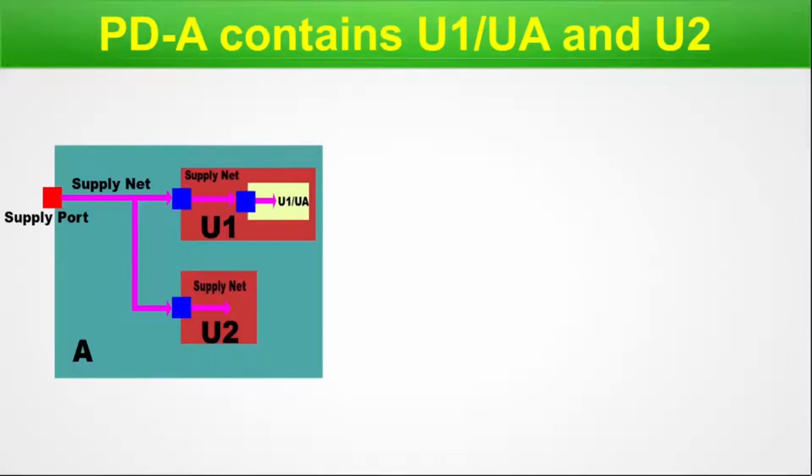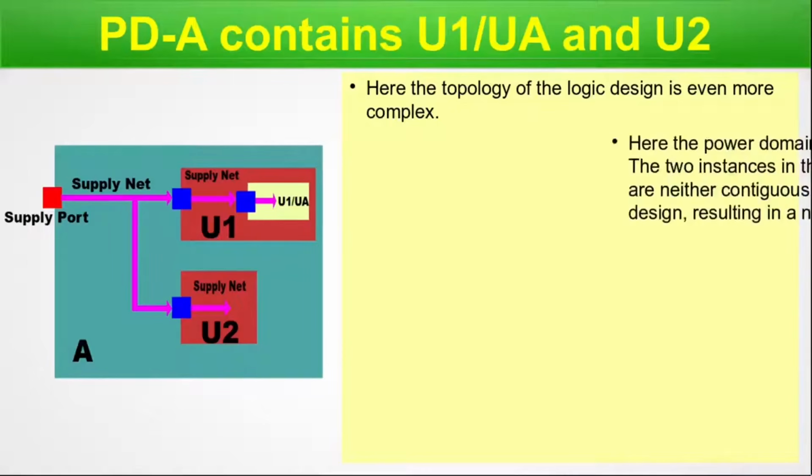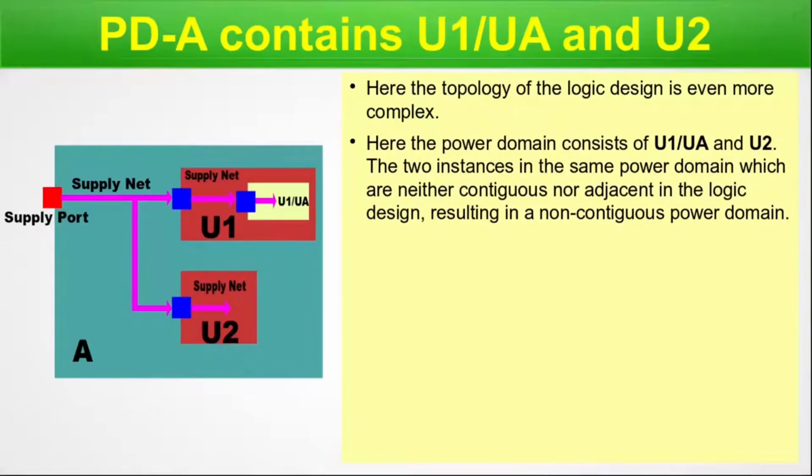Okay. So let's bring up the text now. Here the topology of the logic design is even more complex than before. Here the power domain consists of U1/UA and U2. The two instances in the same power domain are neither contiguous nor adjacent in the logic design, resulting in a non-contiguous power domain. So this is terminology. Contiguous is a terminology. I have explained what it means. And now this kind of topology in a power domain is called a non-contiguous power domain. These are new concepts, so you have to learn them, and that's why the picture is there for your clear understanding.